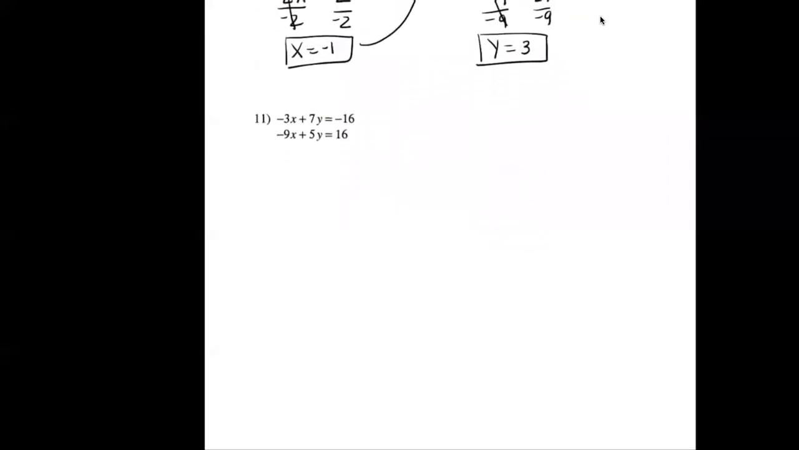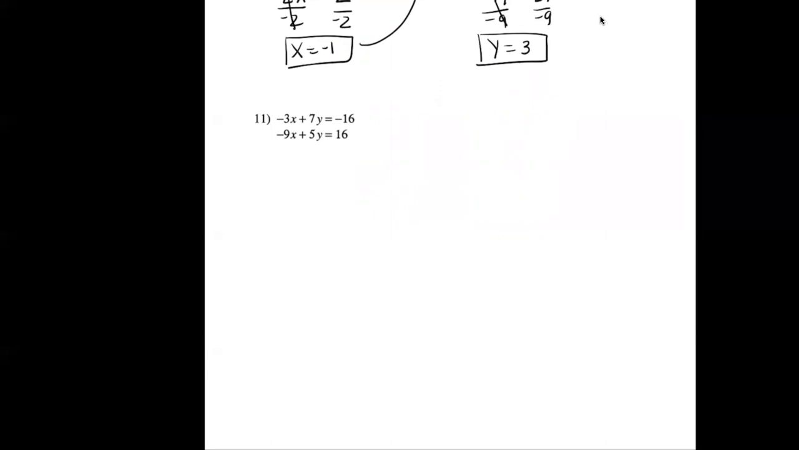And we'll do this last example, and then I'm going to set you free. Well, I'm not there, but in theory, I'm going to set you free and you are going to try some on your own. So when I look at -3x and -9x, I think, okay, well, I can turn a -3x into a -9x by multiplying by 3.